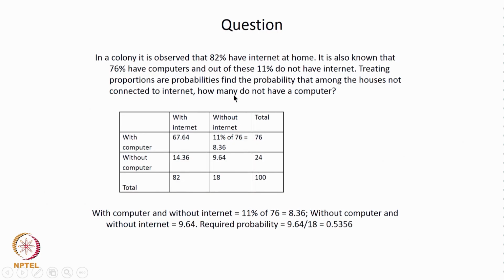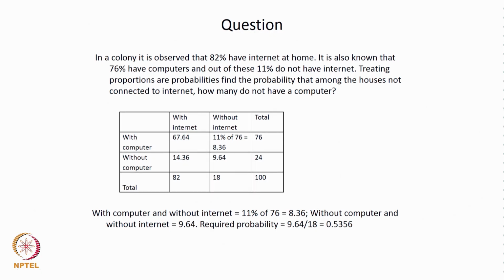So, there are 100 houses, which is shown here. 82% have internet. So, we create this table with computer, without computer, with internet, without internet. So, the total here with internet is 82, therefore, without internet is 18. 76% have computers. So, the total for computer is 76, the total without computer is 24. So, 11% do not have internet. So, with computer without internet is 11% of 76, which is 8.36, and therefore, we can fill the rest of the table: 67.34, 14.36 and so on.